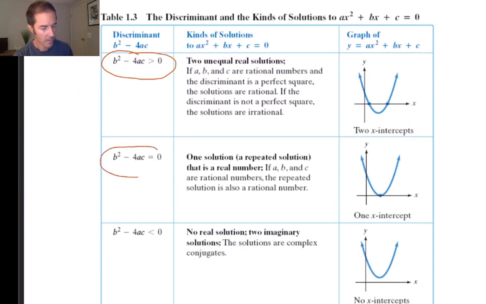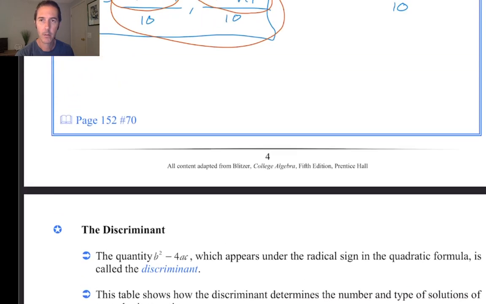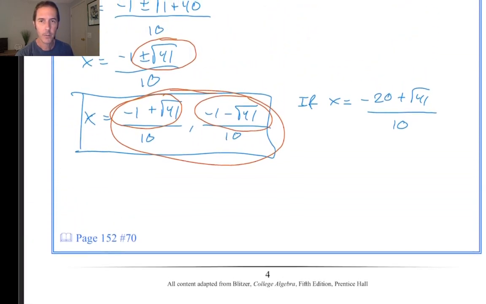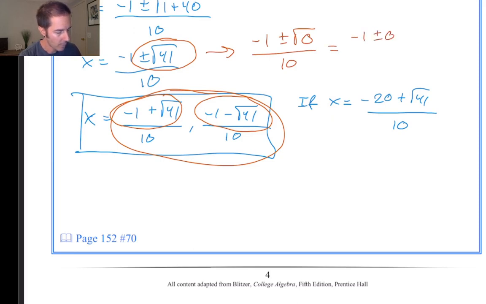Now, if the discriminant had turned out to be 0, let's go back again. If the discriminant had turned out to be 0, then we would have had -1 plus or minus the square root of 0 over 10, which equals -1 plus or minus 0 over 10. Well, what's -1 plus 0? -1. What's -1 minus 0?